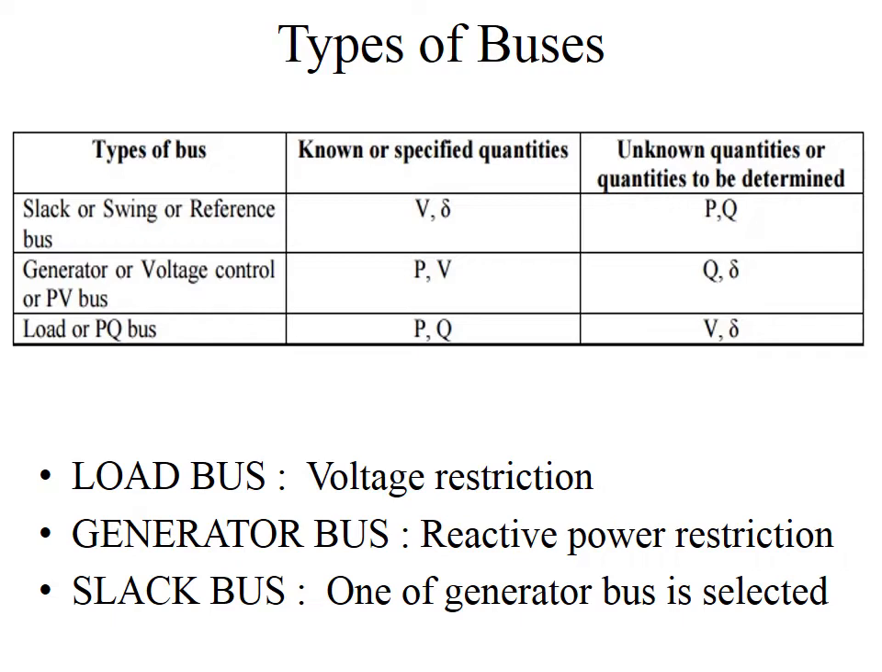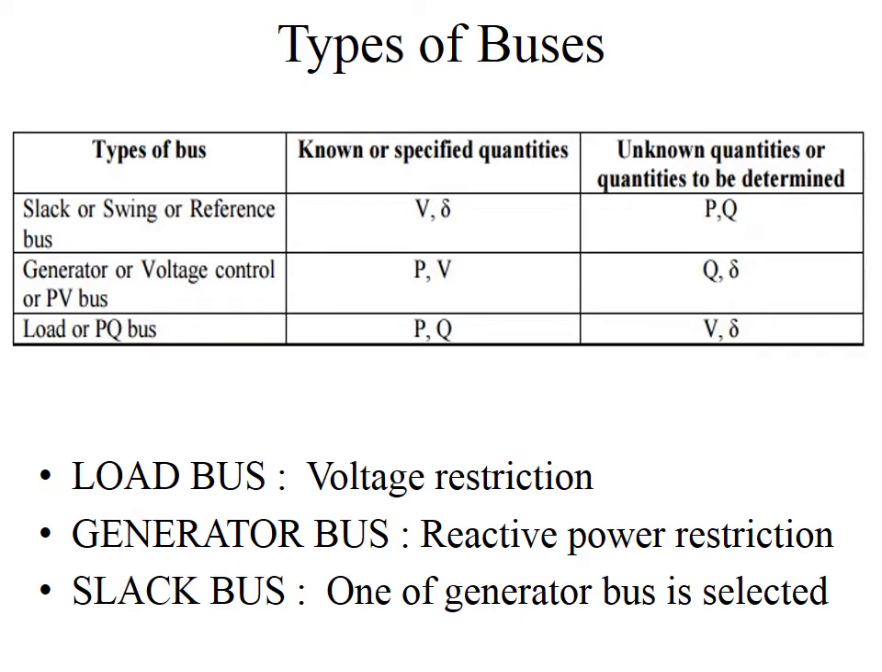Next, the generator bus. The bus is called generator bus when real power and magnitude of bus voltage are specified for the bus. The load flow equations can be solved to find reactive power and phase of bus voltage. Usually for generator bus, reactive power limits will be specified.